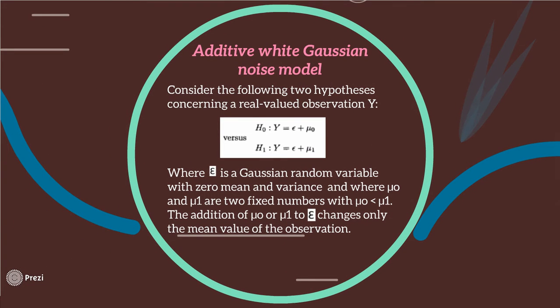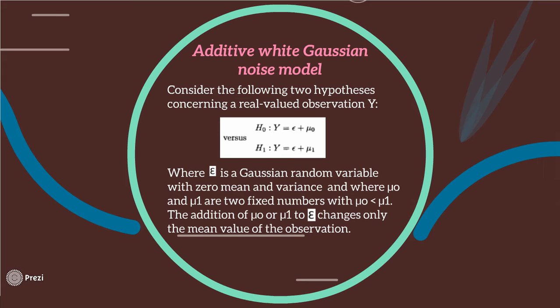Now let us consider the model of additive white Gaussian noise. Suppose we transmit zeros and ones in the form of a signal. We represent a 0 and a 1 by fixed numbers mu0 and mu1, such that mu1 is greater than mu0. So, the signal received at the receiver will be of the form Hj equals mu plus epsilon, with j equal to 0 or 1, and epsilon is a Gaussian random variable, with 0 mean and variance sigma squared.